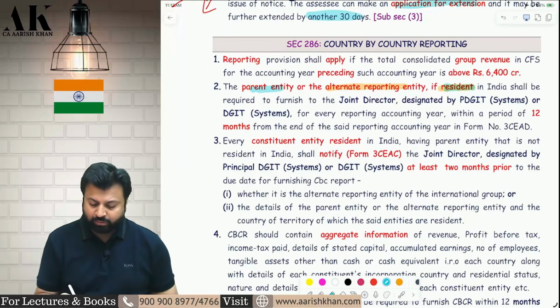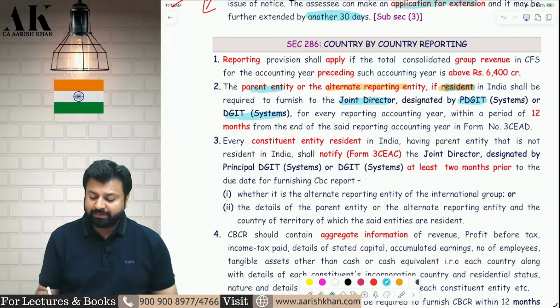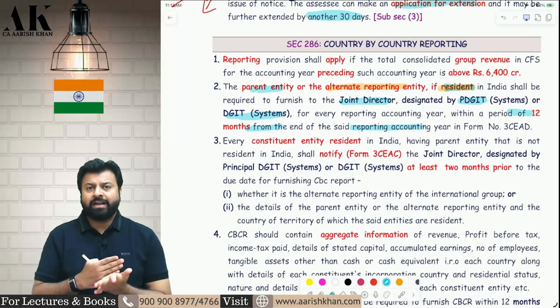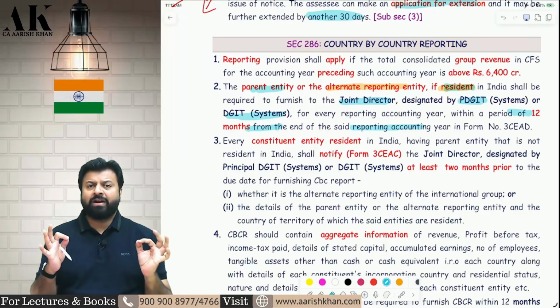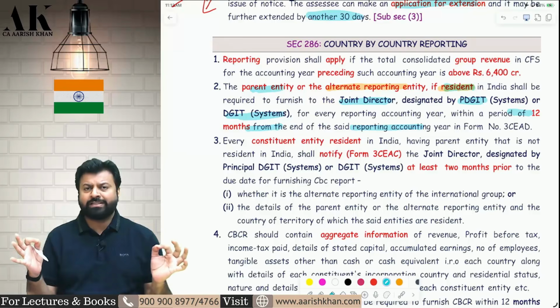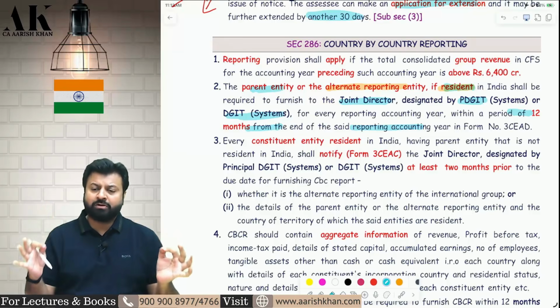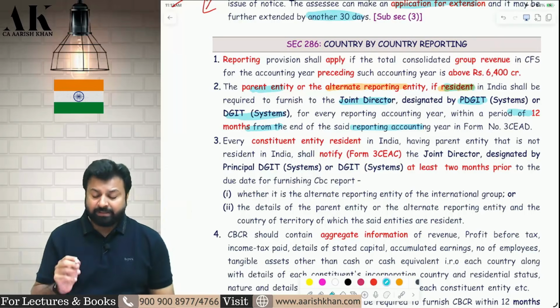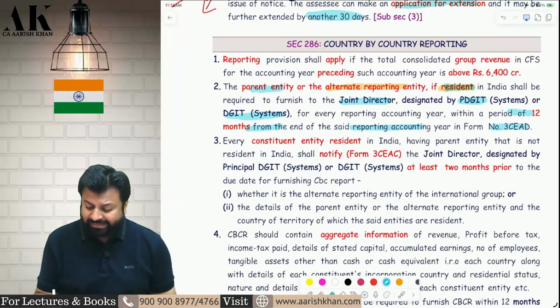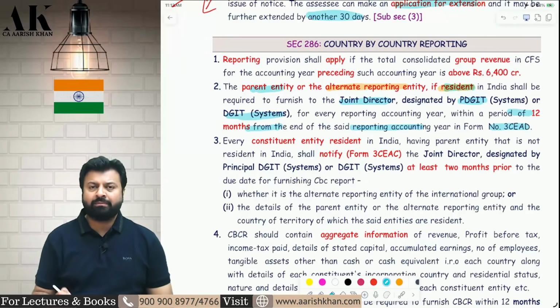Now they will file CBCR to him. They will file CBCR to the joint director designated by the Principal Director General of Income Tax or Director General of Income Tax, and they will file the CBCR within 12 months from the end of the said accounting year. That is, for financial year 25-26, CBCR will be filed within 12 months from the end of 25-26. That is, CBCR will be filed by 31st March 2027. And the CBCR has to be filed in Form 3CAD. This is the form number. You may not remember the form number, it's okay. But this is the number which is there in the income tax rules. So Form 3CAD is the form number.